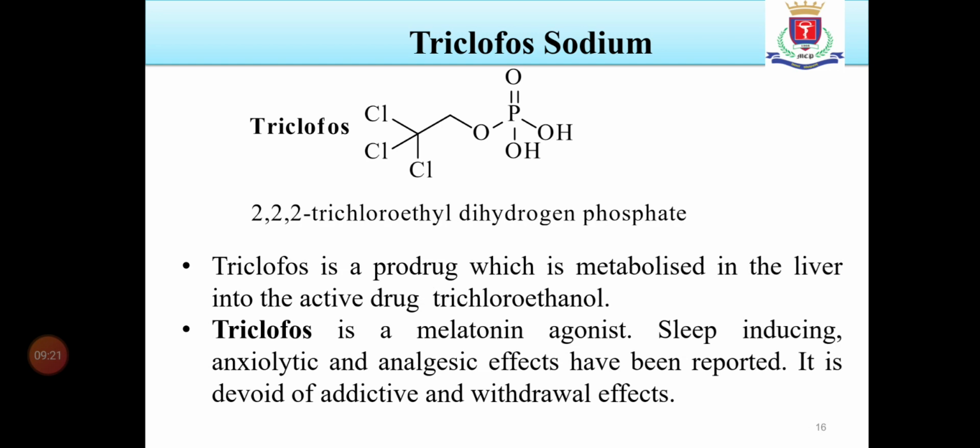Next drug is trichlorophos sodium. Trichlorophos sodium is again a simple structure. It is 2,2,2-trichloroethane dihydrogen phosphate. Trichlorophos is a prodrug which is metabolized in the liver into its active drug trichloroethanol. So the phosphate part leaves out and the O becomes an OH. So it's trichloroethanol. Trichlorophos is a melatonin agonist. All of you know that melatonin is a sleep producing hormone. It's used as a sleep inducing agent.